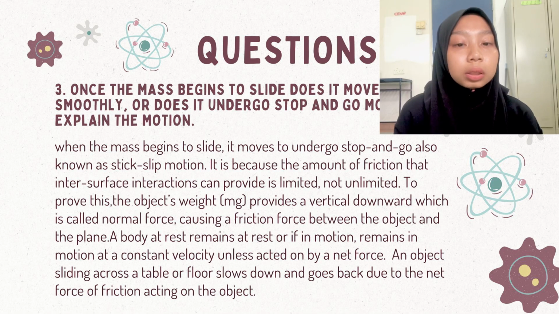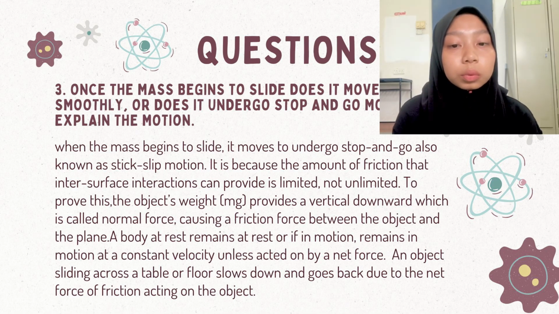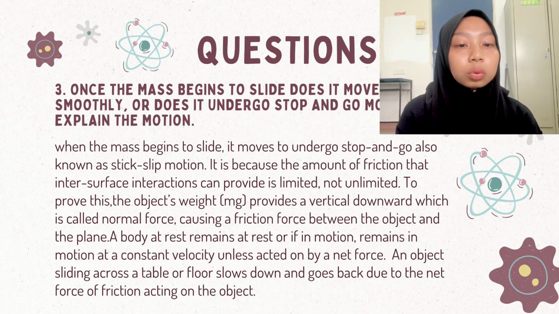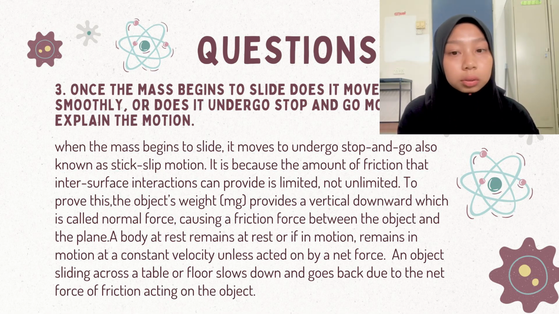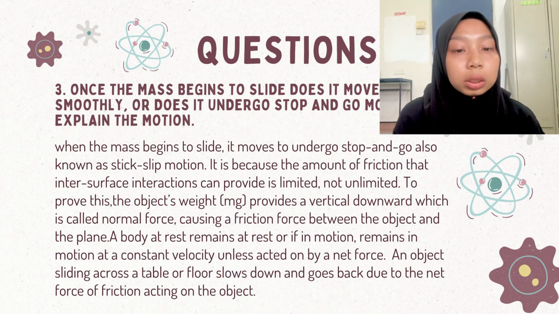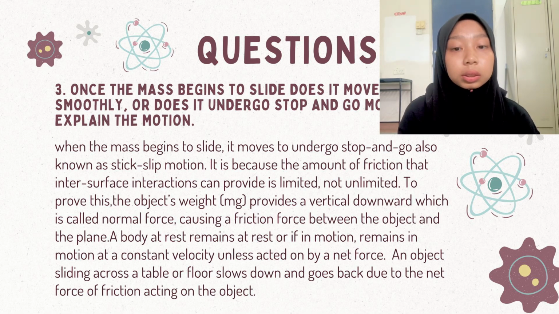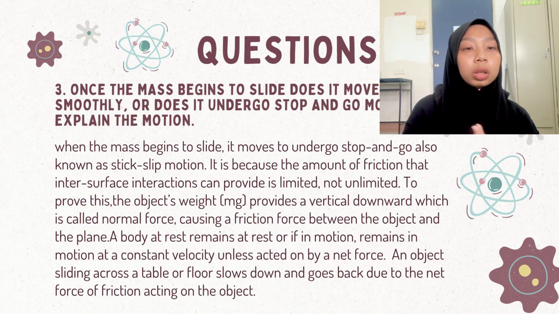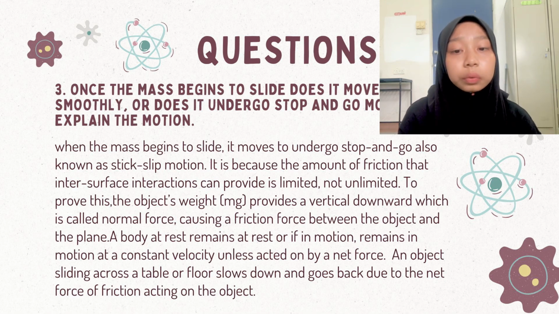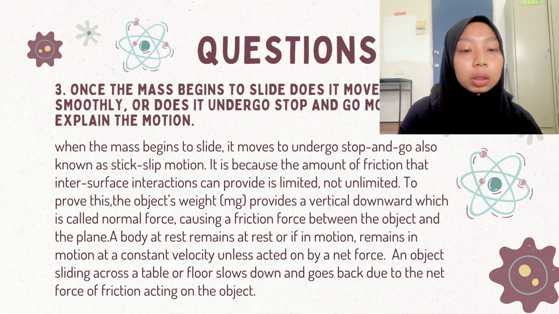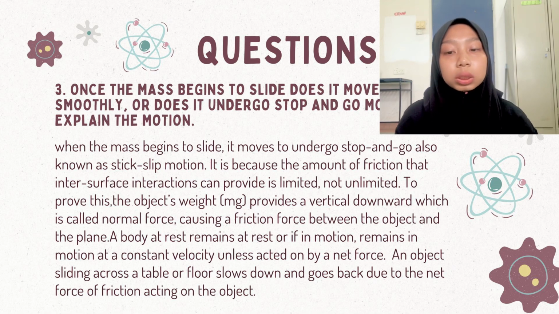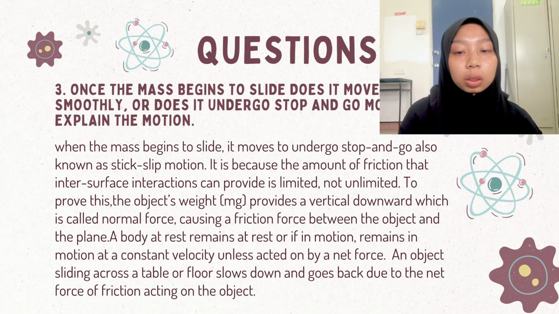Once the mass begins to slide, does it move smoothly or does it undergo stop and go motion? Explain the motion. When the mass begins to slide, it undergoes stop and go, also known as stick slip motion. It is because the amount of friction that an interface interaction can provide is limited, not unlimited. To prove this, the subject will provide a vertical downward force, which is called normal force, causing a friction force between the object and the plane.